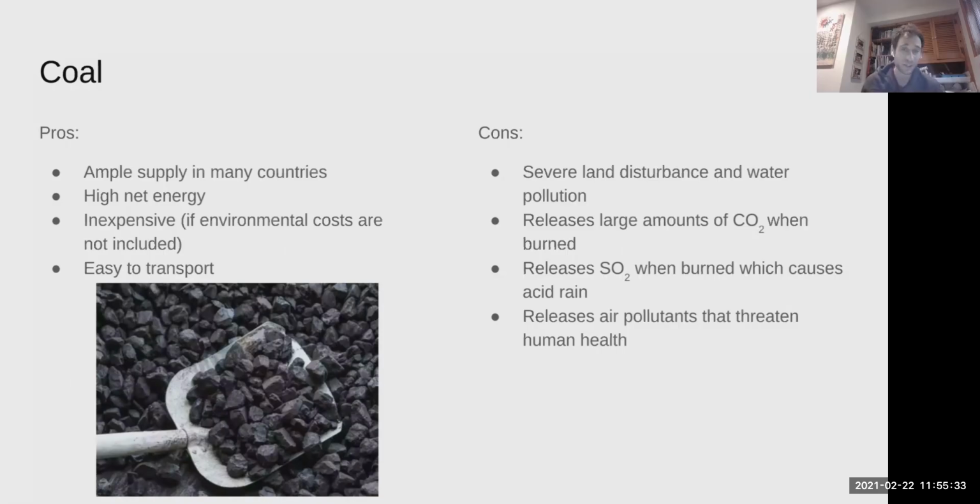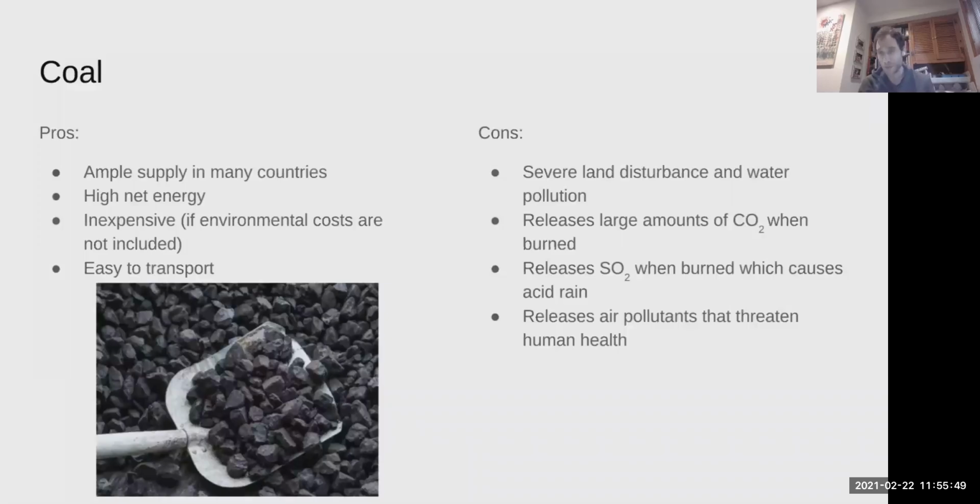And by the way, we still use coal for Pepco. About a quarter of the electricity we get from Pepco that's powering your home comes from coal. So it's not like it's gone or anything. It is decreasing, but it's not gone.